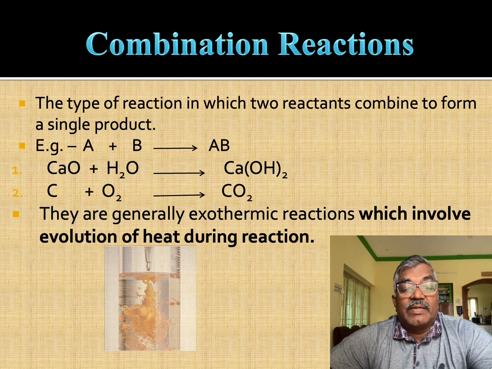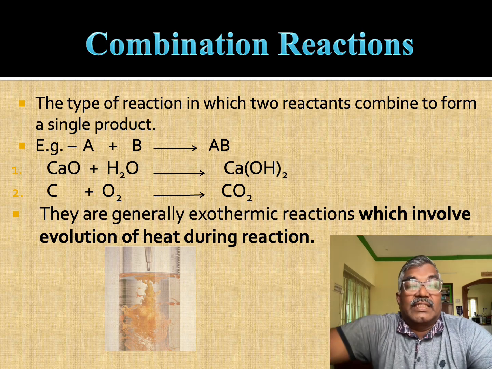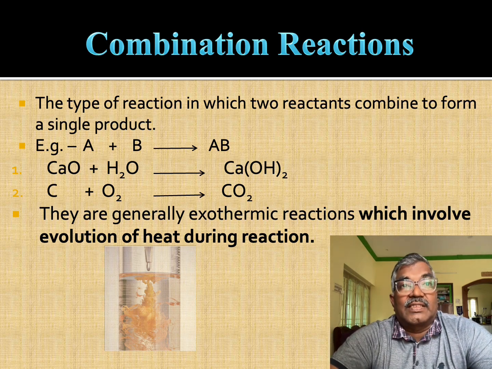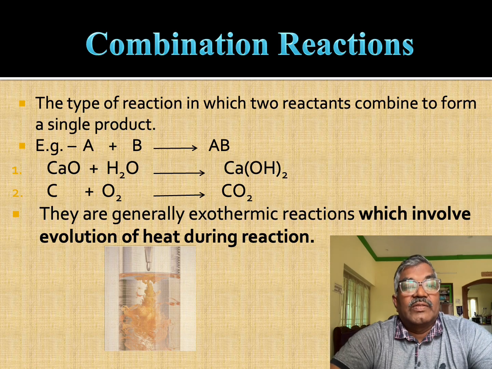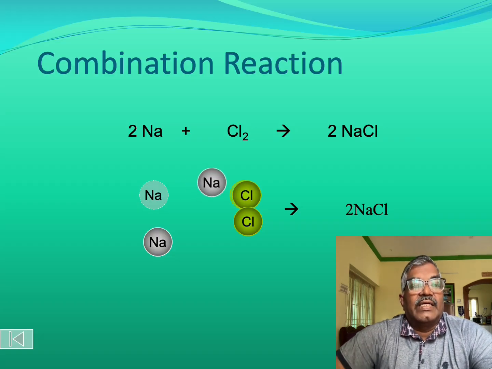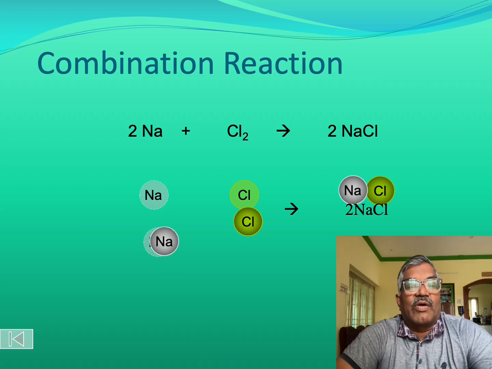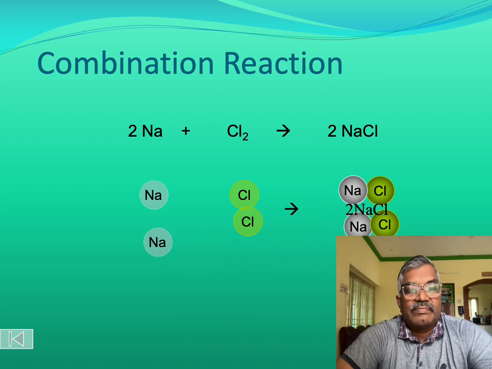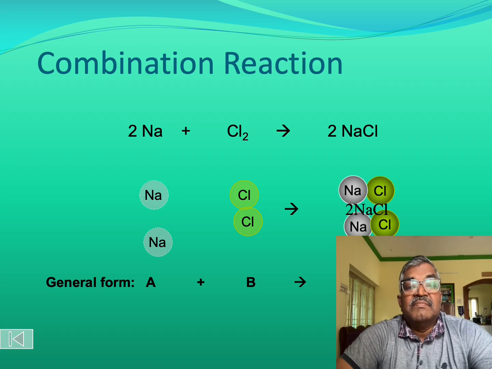Already I explained the characteristics of chemical reaction. One of the characteristics is that heat is evolved, and here heat is evolved during the chemical reaction. And now the second example of combination reaction.